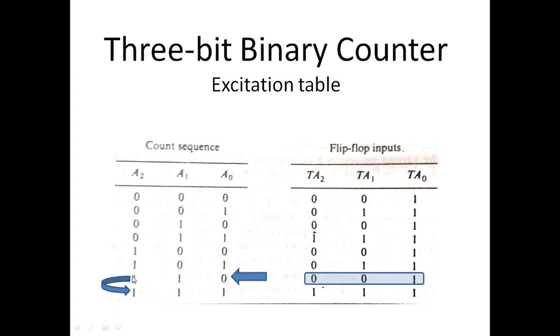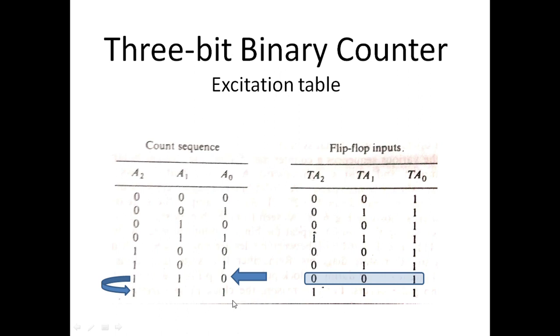When the current state is 1, 1, 0 and we want to go to the next state, which is 1, 1, 1, we move from the current state 6, but we want the flip-flops to show 7, which is equal to this binary sequence 1, 1, 1. Then we have to toggle the state of flip-flop 0 and we have to leave the state of flip-flops 1 and 2 unchanged. So we have to provide 0, 0, 1. Similarly, we have reached the state 1, 1, 1.